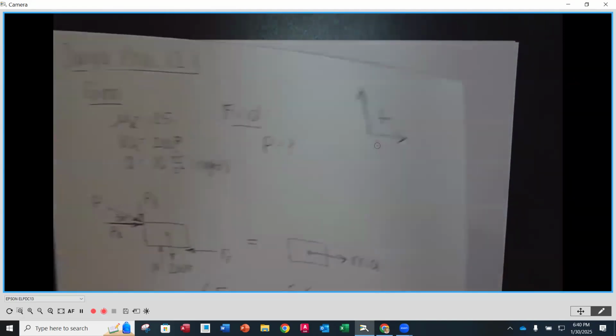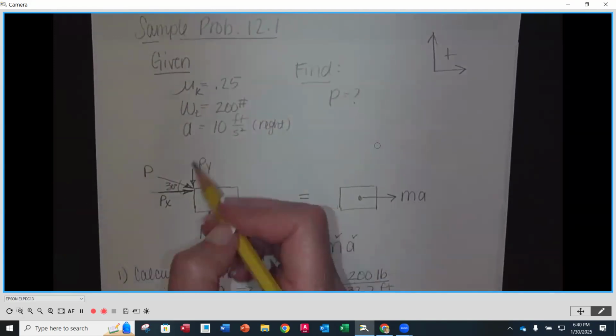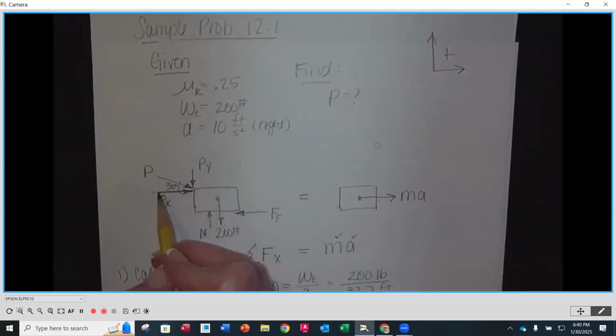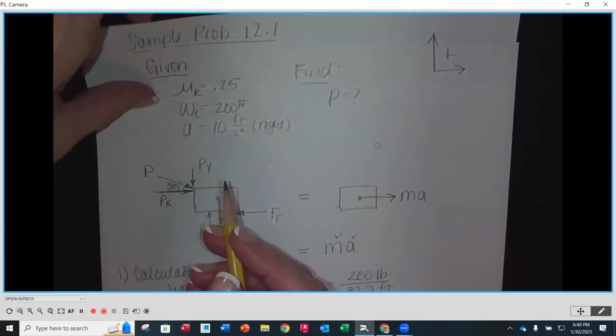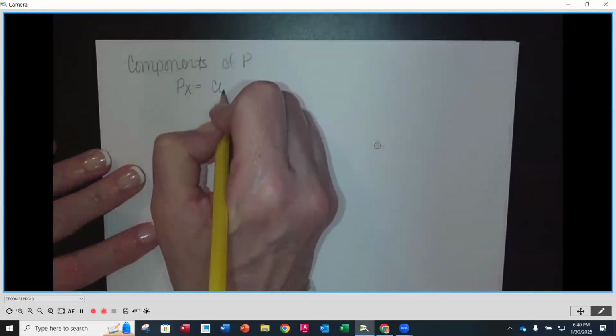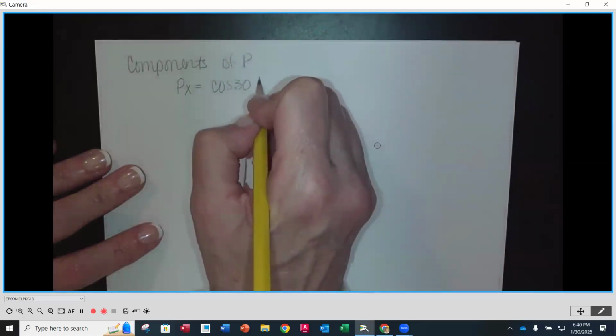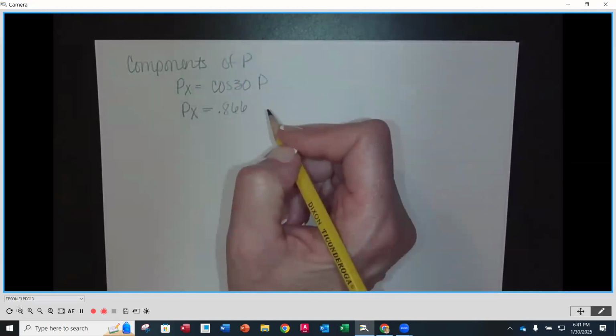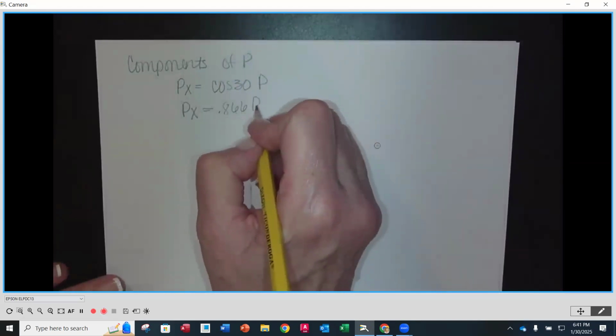of P. So if we look back over here, not going to redraw it, you'll notice that we have our 30 degrees here. So for our X component, it is going to be the cosine of 30 times the hypotenuse or P. So our PX is going to be equal to cosine of 30 times P. Now the cosine of 30 is equal to 0.866. Okay, that's the decimal equivalent. So this is going to be 0.866P. So we'll just put a line underneath there and we'll use it where we need to use it.